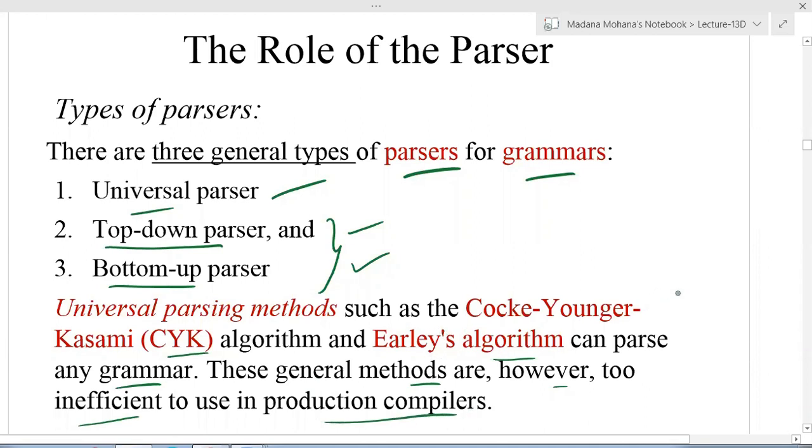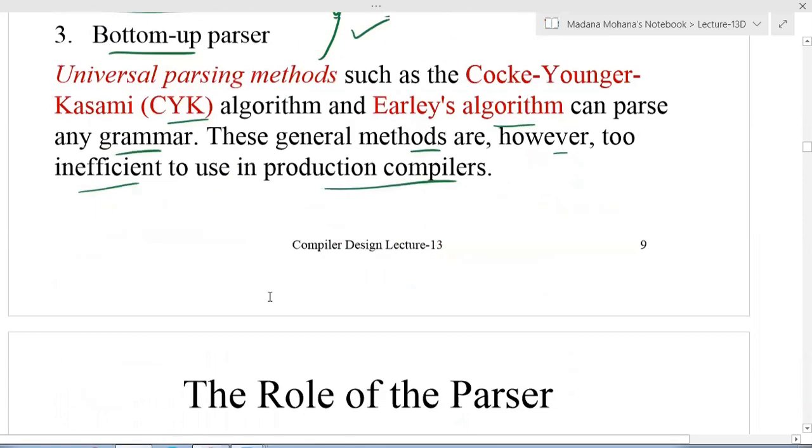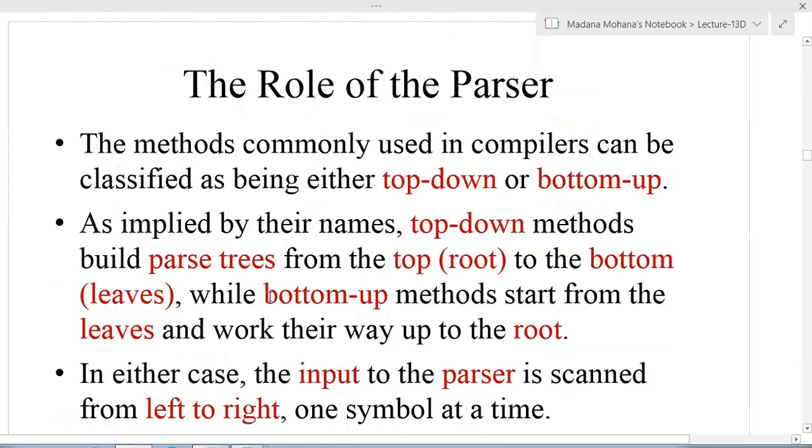Here, this we won't study. CYK anyway we already discussed in formal language and automata theory. The other algorithm, Earley's algorithm: both algorithms can parse any grammar, but these general methods are too inefficient to use in production compilers. So now let us come to top-down parser and bottom-up parser. These two are very important. The methods commonly used in compilers can be classified as being either top-down parser or bottom-up parser.